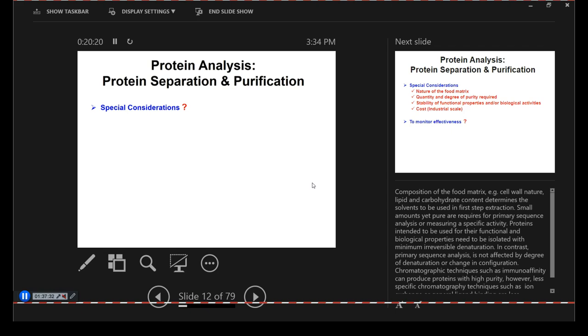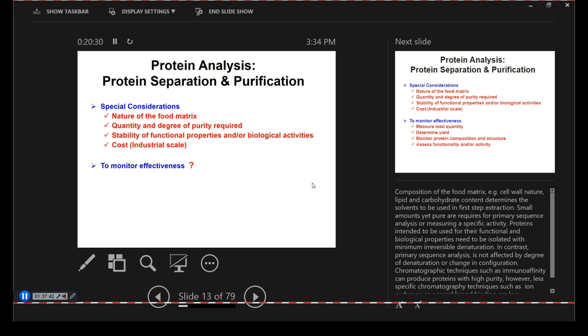Okay, so when we try to separate, isolate or purify a protein, there are several considerations. First of all, the nature of the matrix. Let's say we are starting with a high oil seed. The first thing you want to do is remove the interfering substance, which is the oil. So you want to think of ways to remove the oil with the least amount of impact on the protein. In other cases, there's no oil. It's a crop that is high in fiber and starch. So what would be the best way to separate fiber and starch from the protein?